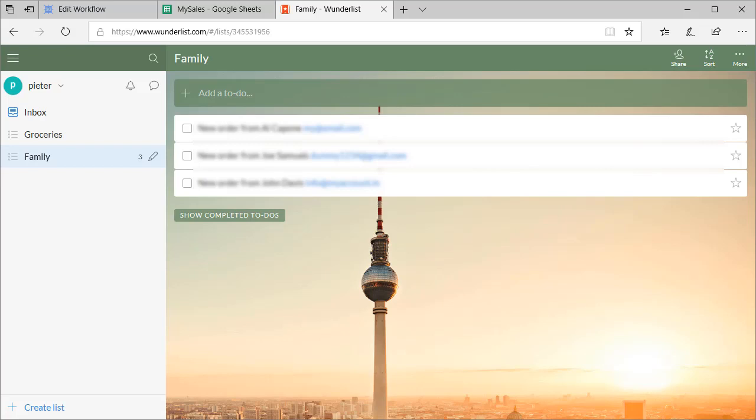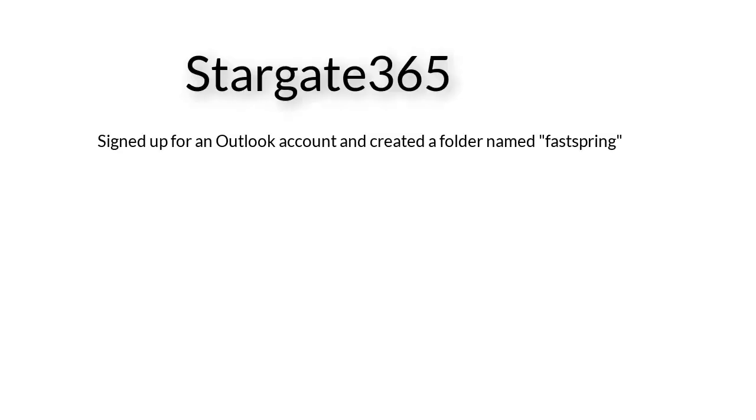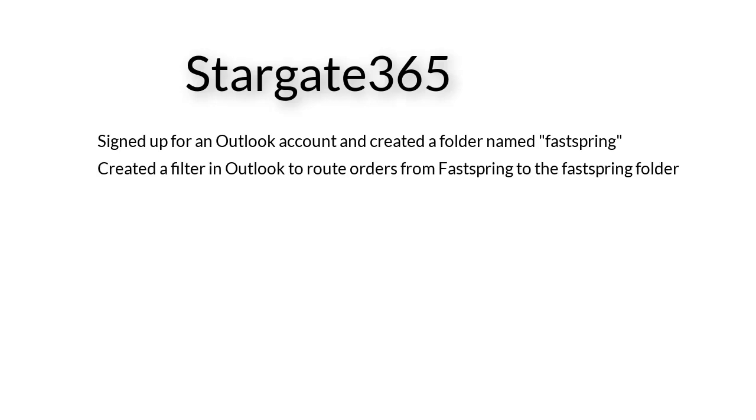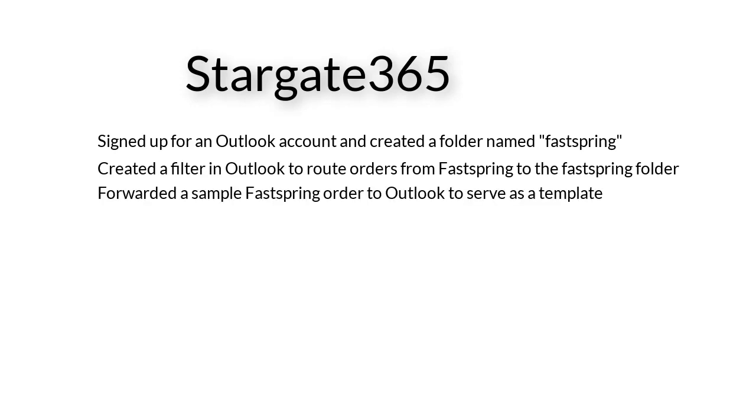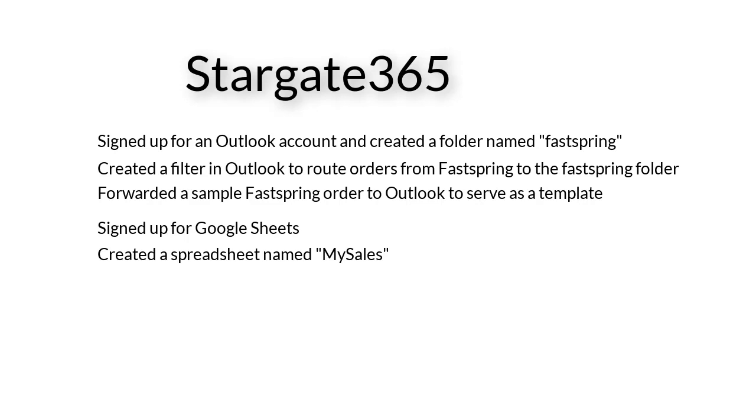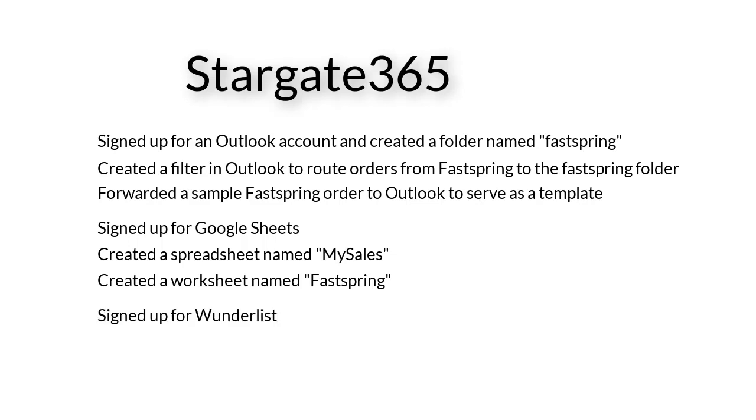For this video I have signed up for an Outlook account and created a folder named Fastspring. Created a filter in Outlook to route orders from Fastspring to the Fastspring folder. Forwarded a sample Fastspring order to Outlook to serve as a template. Signed up for Google Sheets. Created a spreadsheet named My Sales. Created a worksheet named Fastspring. Signed up for Wunderlist. Created a Stargate account. Let's get started.